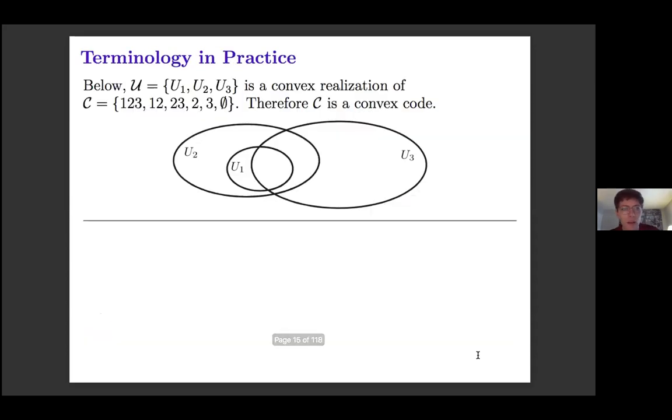Okay, so let's put this terminology into practice and start getting a little bit more towards the math. So here I have this same example we already saw. This is a realization of this code C, which has 6 code words. We have 3 sets in R2. And so this code I'm going to call a convex code because here's a realization of it.